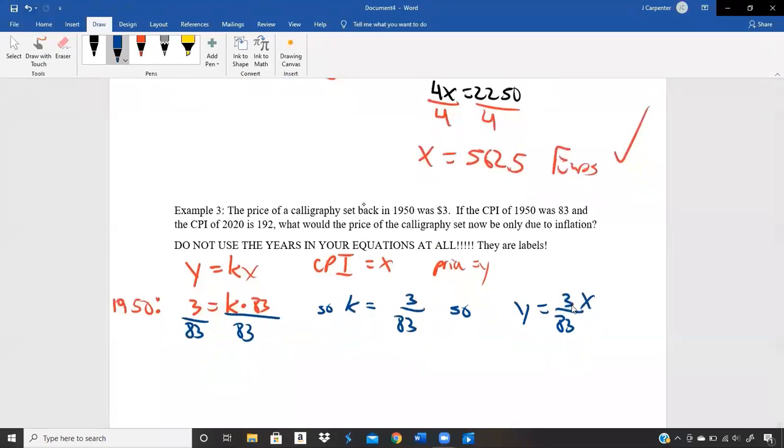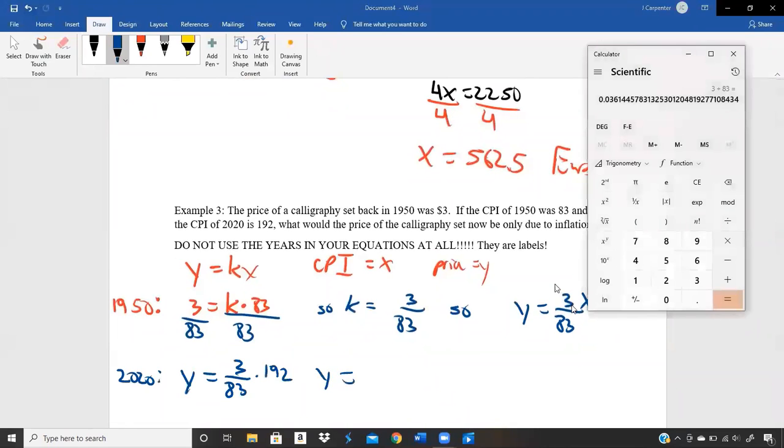Finally, we go to the 2020 scenario, which was a CPI of 192. CPI is x, so plug that in for the x. So we get y equals 3 over 83 times 192. Well, there's no algebra to do there. We just got to multiply and divide. So we take the 3 divided by the 83 times the 192, and then we'll round this value. We're talking money, so to the nearest cents, that's 6.939, so $6.94.